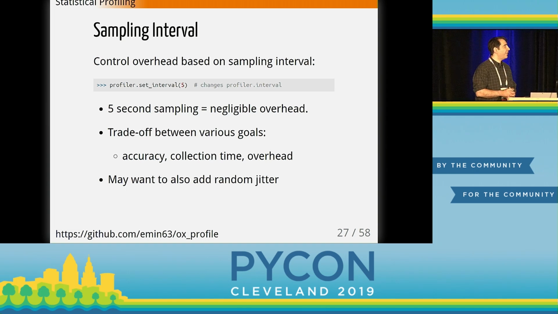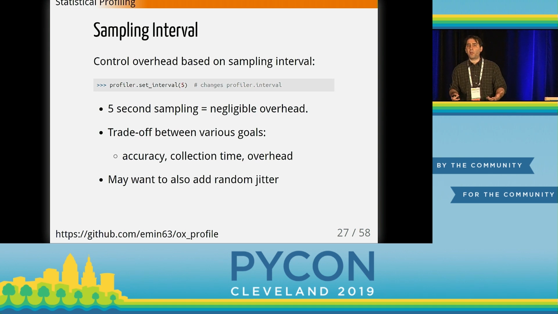A couple things to mention here. So the way you control the overhead is through this interval. So you can call profiler.setInterval, and it'll change the sampling interval. So for example, if you use something like a 5-second sampling interval, it'll give you a negligible overhead. You won't even notice it. And so what we have here is a trade-off between various goals, which is accuracy, collection time, and overhead. So in a deterministic profiler, the profiler is always running and looking at each function call and keeping track of what you're doing. And that's why it slows you down, because it's doing something pretty much all the time.